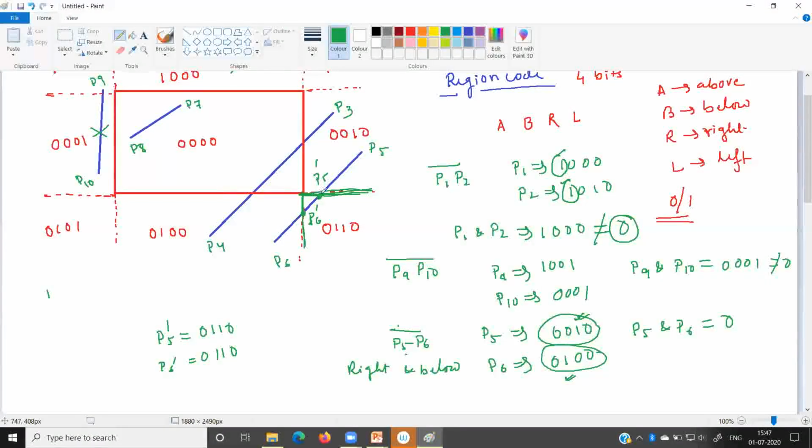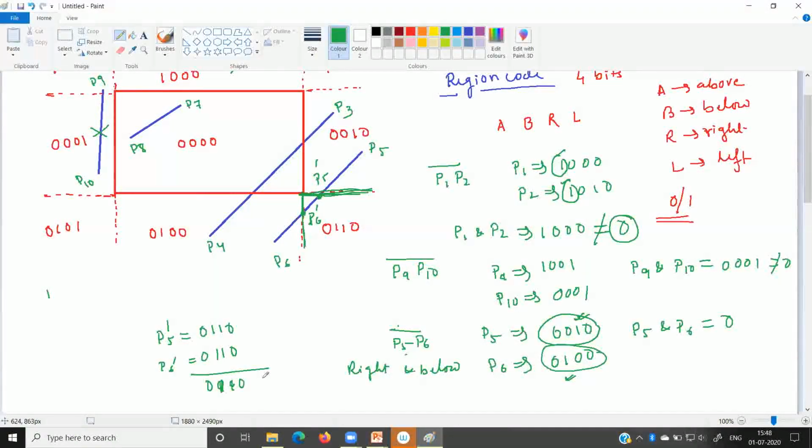The same thing is true for P5 dashed. It is below the boundary, so the B bit will be 1, and it is on the right side of the right boundary, so the R bit will be 1. So B and R both will be 1. For P5 dashed the region code will be 0110 and for P6 dashed the region code will be 0110.